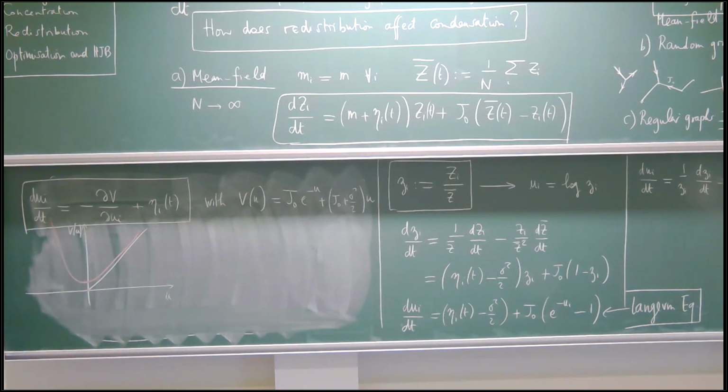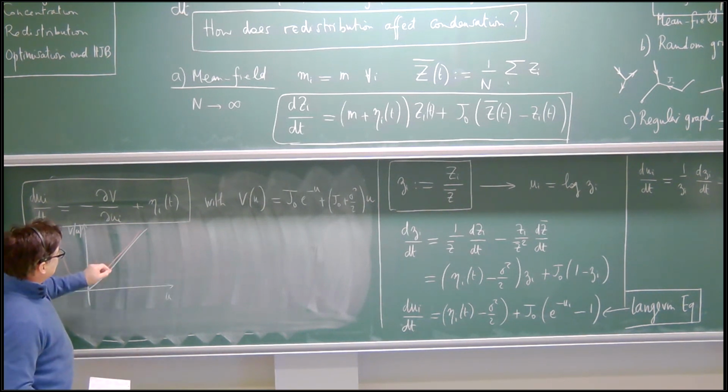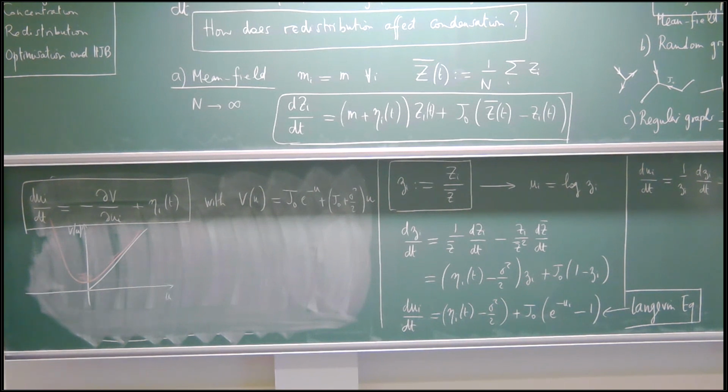Intuitively, what's going to happen is that this thermal particle hovers around the minimum of the potential, but sometimes it is able to go uphill and reach reasonably high values of u. But because the potential grows extremely fast there, it's going to have a hard time going to negative u.